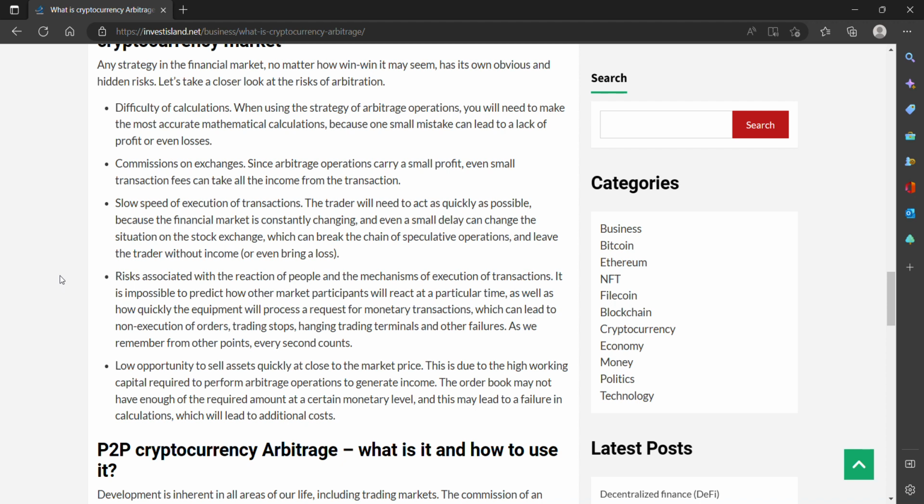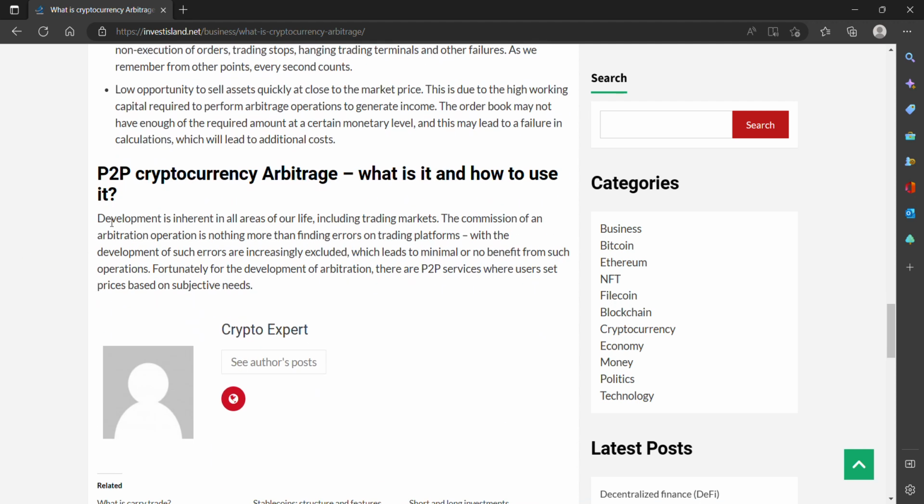P2P cryptocurrency arbitrage. What is it and how to use it? Development is inherent in all areas of our life, including trading markets. The commission of an arbitrage operation is nothing more than finding errors on trading platforms, and with the development of such platforms, errors are increasingly excluded, which leads to minimal or no benefit from such operations. Fortunately for the development of arbitrage, there are P2P services where users set prices based on subjective needs.